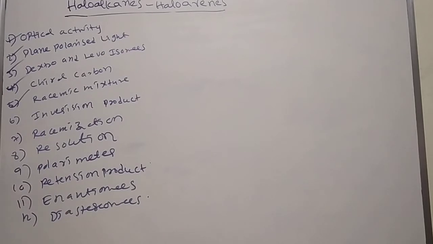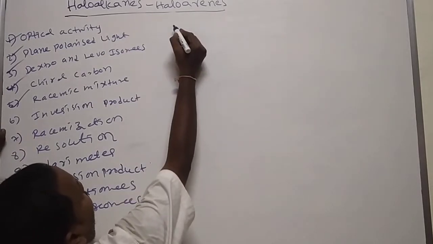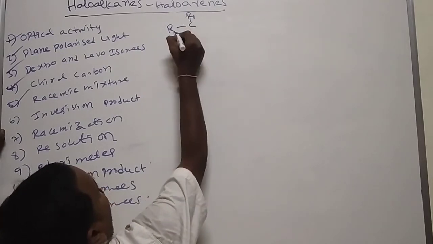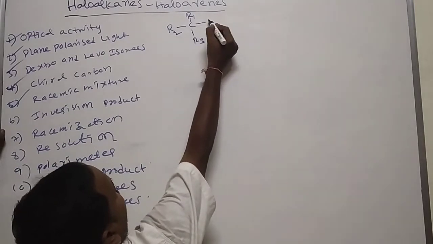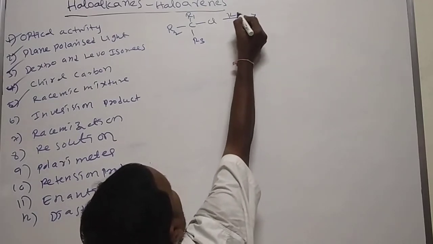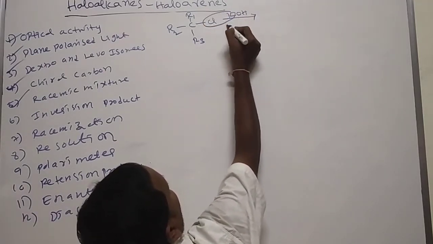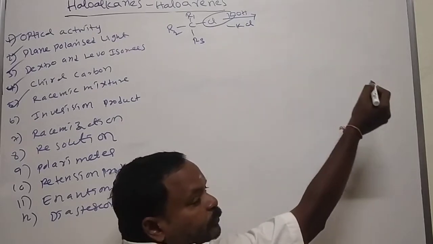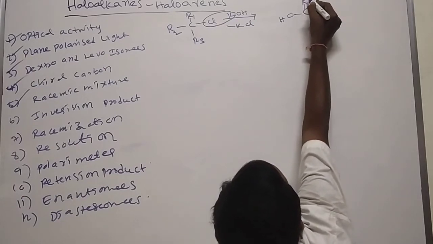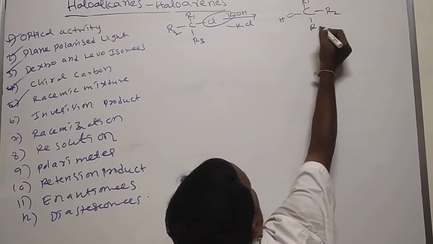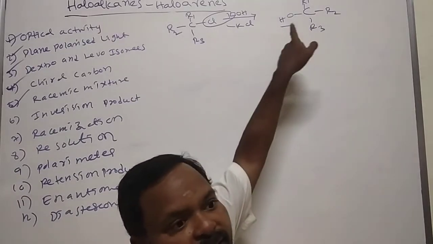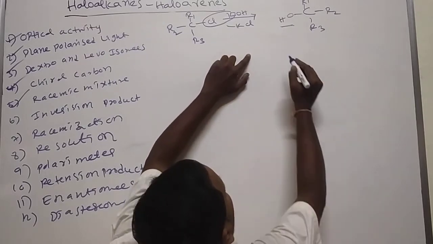Next, in continuation, inversion product. Inversion product means, suppose for example, I am taking one reaction with R1, R2, R3 and an alkyl halide. If I add KOH, it loses a KCl molecule. That means chlorine leaves from the right side, and we get the OH group at the left side. This product we call the inversion product. This can be explained here.